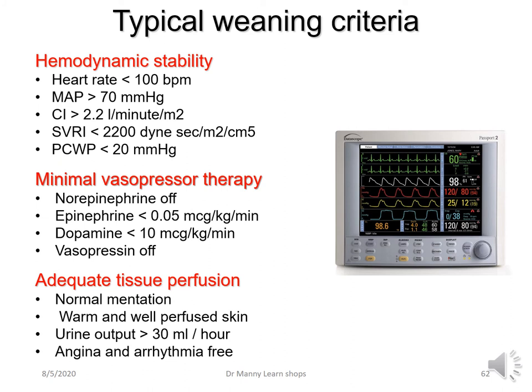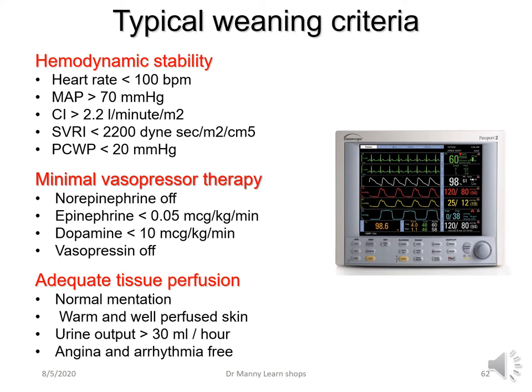So when do you stop? What would be considered typical weaning criteria? Look, this depends on the unit, the organization, and the physician that you're working with. But typically, weaning criteria mean hemodynamic stability. It means that you've got minimal vasopressor therapy, the patient's stable, and there's adequate tissue perfusion. Hemodynamic stability basically means they're in a sinus rhythm, they're normotensive, they've got a normal cardiac output or index, and their systemic vascular resistance is okay.